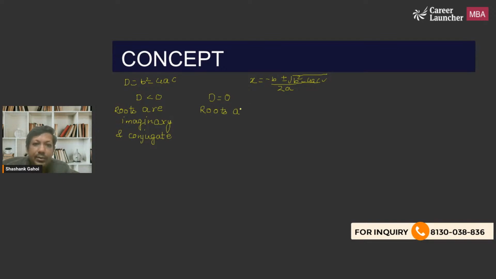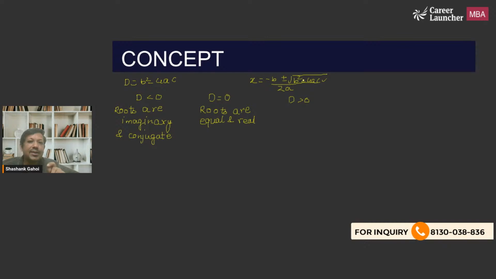Equal and real. Now basically this is also called that there is only one root of the equation, right? Now what if D is positive, right?